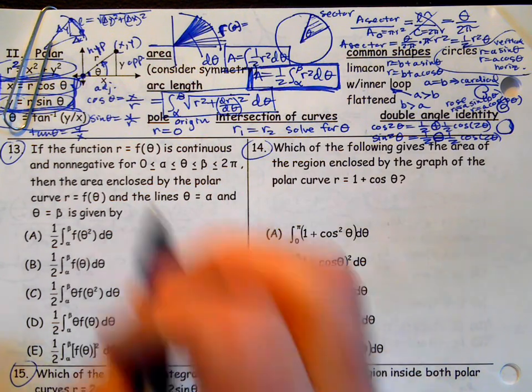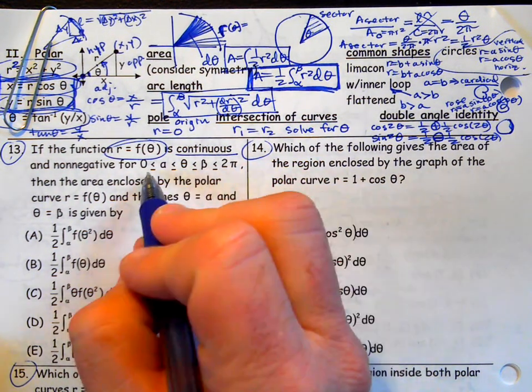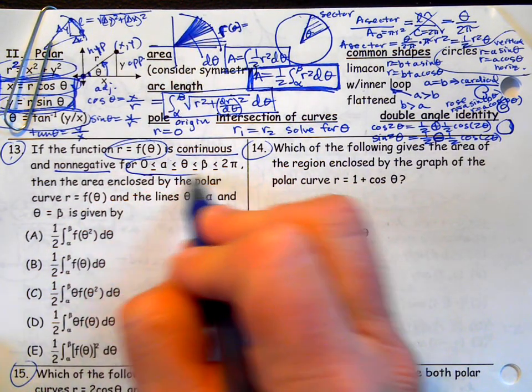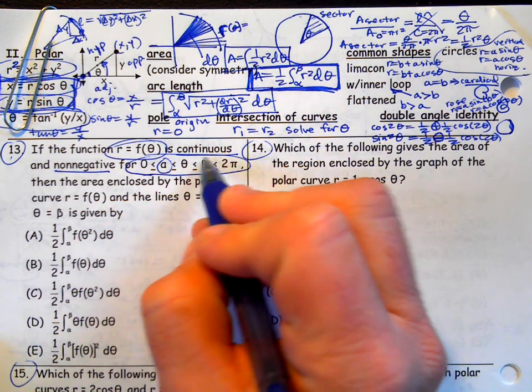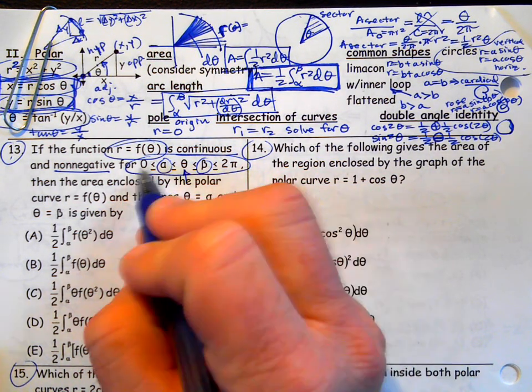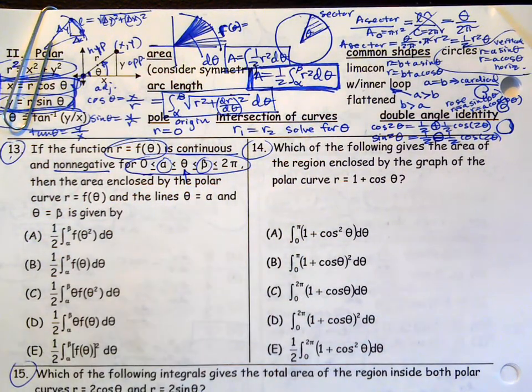All right. If function, so this is your r function. It's continuous, non-negative. You have alpha and beta, the angle between alpha and beta, which are between 0 and 2 pi, which just means kind of like a full circle. 0 to 2 pi is what's required to get a whole shape. So the period of most of these polar curves is 0 to 2 pi, with a couple exceptions.